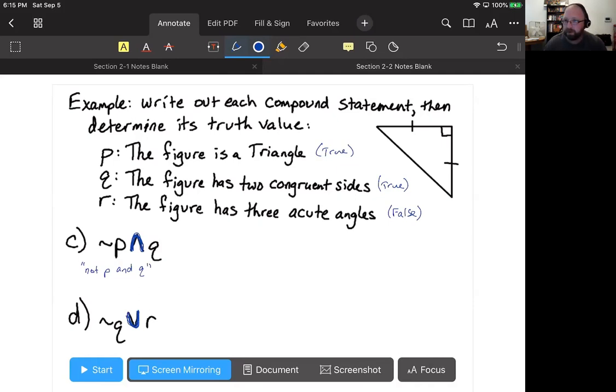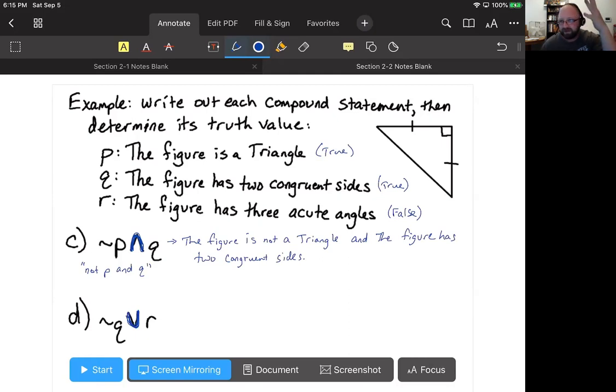Not P and Q. So we need to change the truth value of P. So we would say the figure is not a triangle. And that not is going to change the truth value of P. And, because that's the symbol in the middle, then we insert Q. The figure has 2 congruent sides. So that's what we're looking for when we write out the statement.